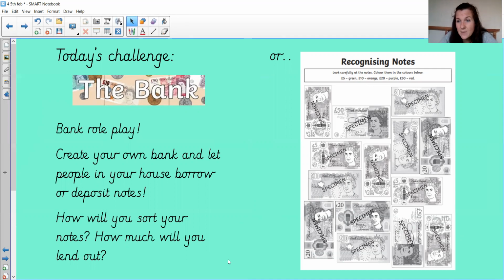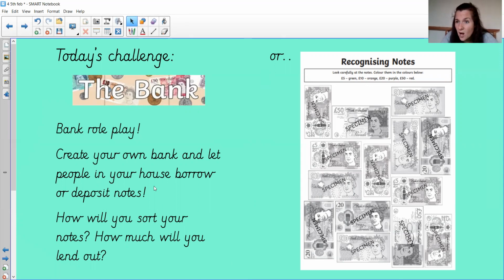And the idea today is to make your own bank. And can you let people in your house borrow or deposit notes? Maybe you might be doing some exchanging. So maybe like a bit earlier where we found out that a £5 note is the same as £5 coins. You might say, oh, here's £5, I'll give you £5 coins. Or somebody might say, oh, I've got £10 coins here. Can you give me a £10 note instead? So you could do some exchanging if you want to.